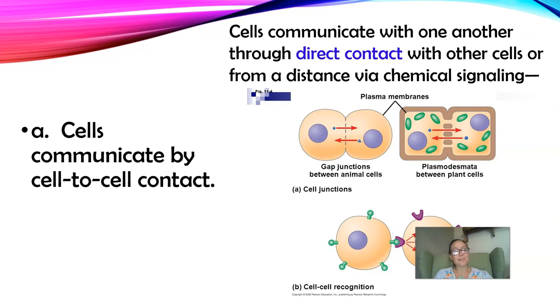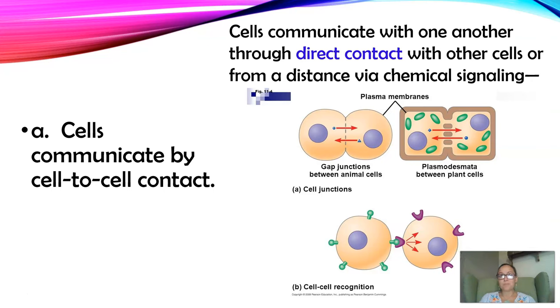So first, cells communicate by cell-to-cell contact. Now, one of the best examples, I think, of cell-to-cell contact would be part of the immune system, where you have cells come in direct contact with each other, like your helper T cells in direct contact with your macrophages or your antigen-presenting cells. We also have an example in plants of plasmodesmata, which are the little channels between two plant cells where messages can travel from one cytoplasm to the next.